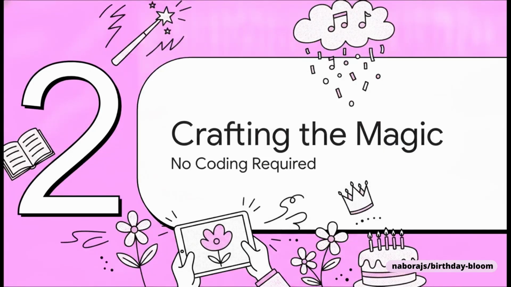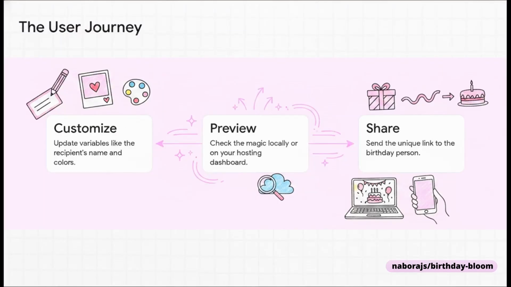Section 2. Crafting a magic. And this brilliantly illustrates just how accessible this tool is. You might be thinking that building a cinematic React application requires serious coding skills. Nope. You don't need any programming knowledge to create this masterpiece. The user journey is literally 3 simple steps. First, you customize the variables, adding the name, the photos, and the colors. Second, you preview the magic locally or on your hosting dashboard just to make sure everything looks perfect. And third, you share the unique link. That's it. Fast, simple, and incredibly memorable.